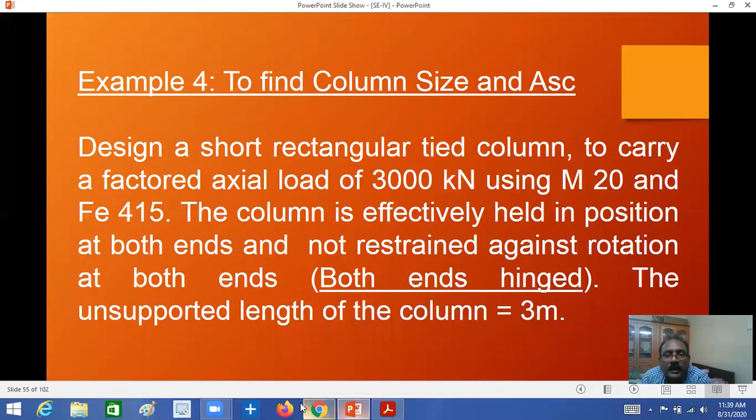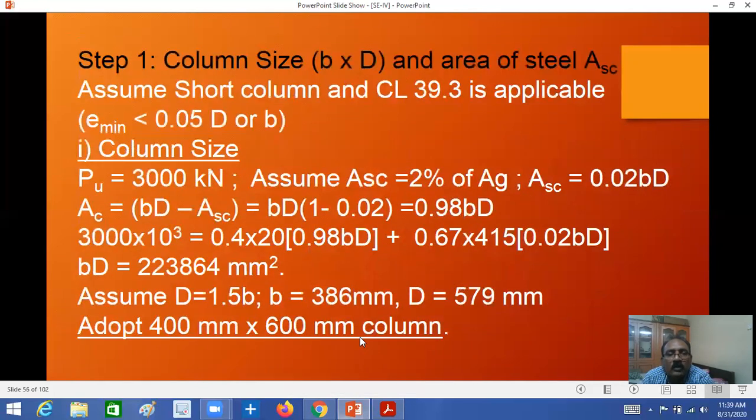Here we are asked to find the column size and the area of compression steel. How to calculate? The column size is B and D. The minimum eccentricity is always less than 0.05 D, so it is a short column. Assume the column is designed as per clause 39.3.